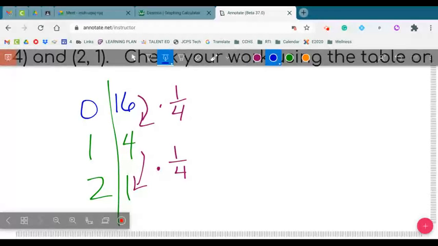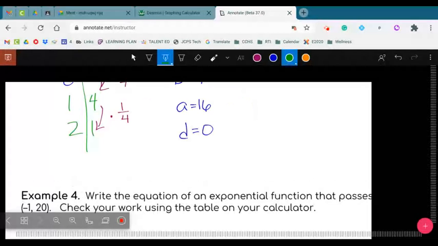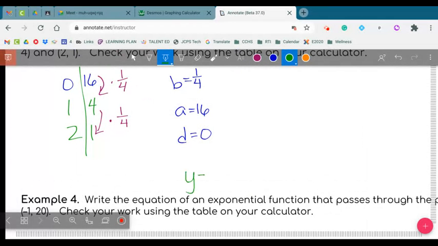So my b equals 1/4. My a equals 16. My d equals 0. Put these into the equation. Y equals 16 times 1/4 to the x plus my 0.